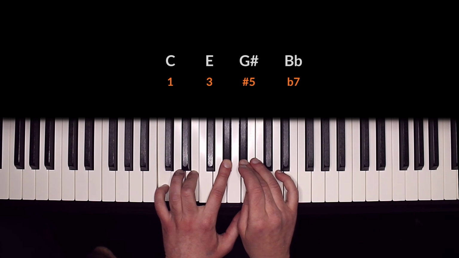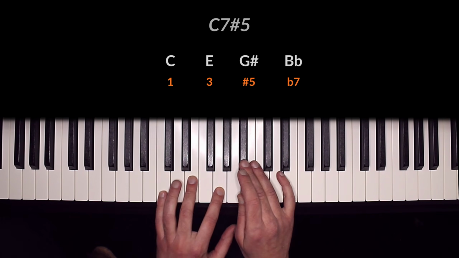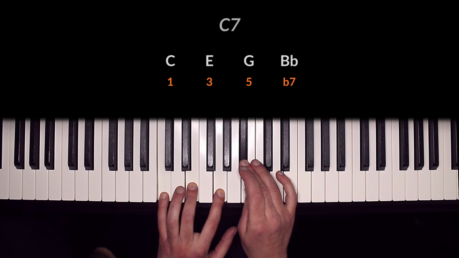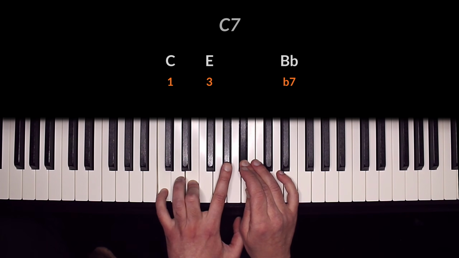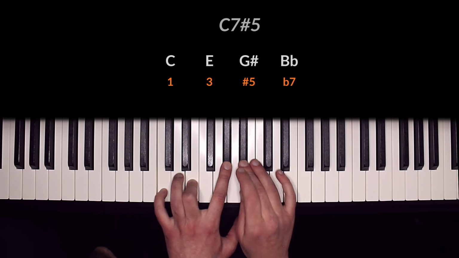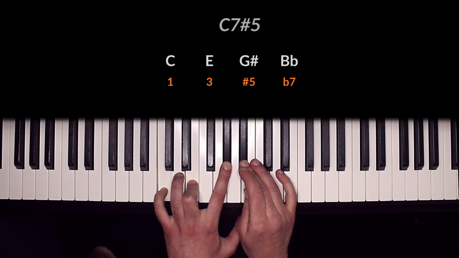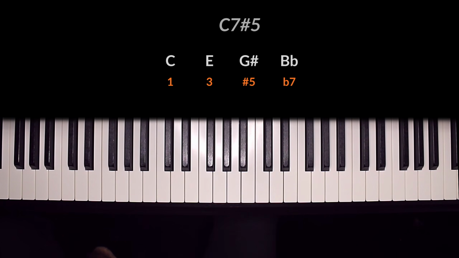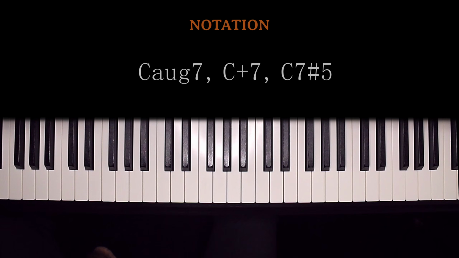Now this chord is also known as C7 sharp 5. And if you go back to the C7 chord and you sharpen this 5th, you'll get a C7 sharp 5. Pretty much makes sense. But at the same time, it's a C augmented 7th chord. And this is how this chord can be notated.